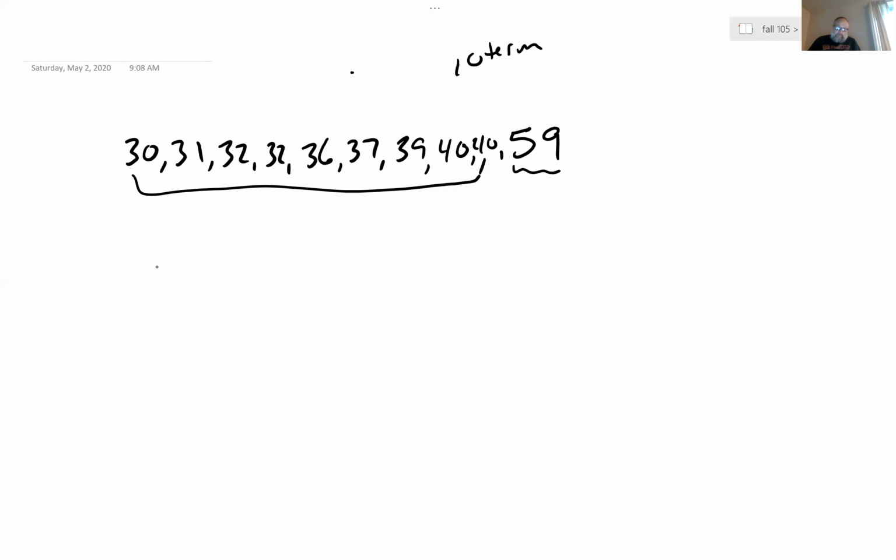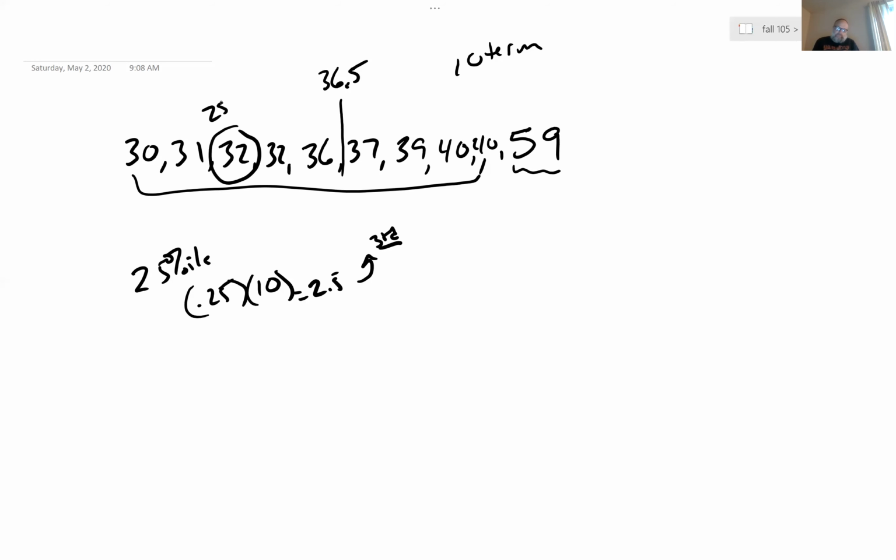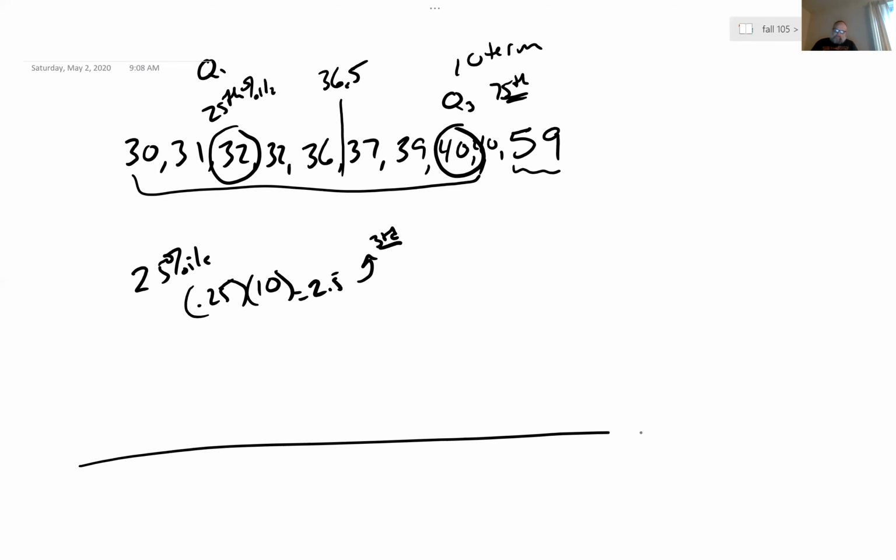So the median, of course, you take the middle two. 1, 2, 3, 4, 5, and 6. Right here, 36 and a half would be our median or our 50th percentile. Our 25th percentile would be 0.25 times 10, which is 2.5, which of course rounds up to the third term. 1, 2, 3. So the 25th percentile, or if you prefer, quartile 1. By symmetry, that means this guy here is quartile 3, or if you prefer, the 75th percentile. That's all there is to it.